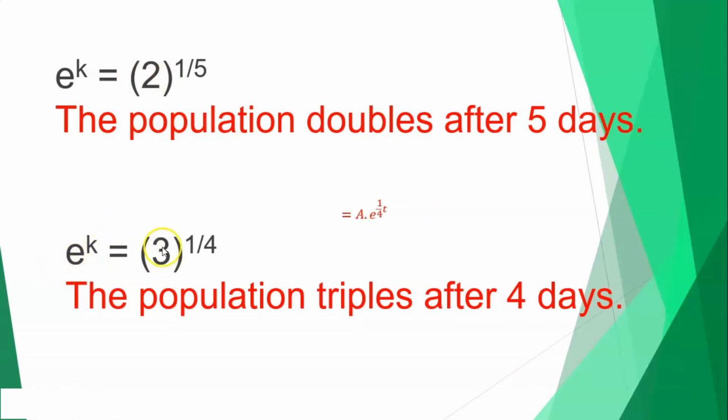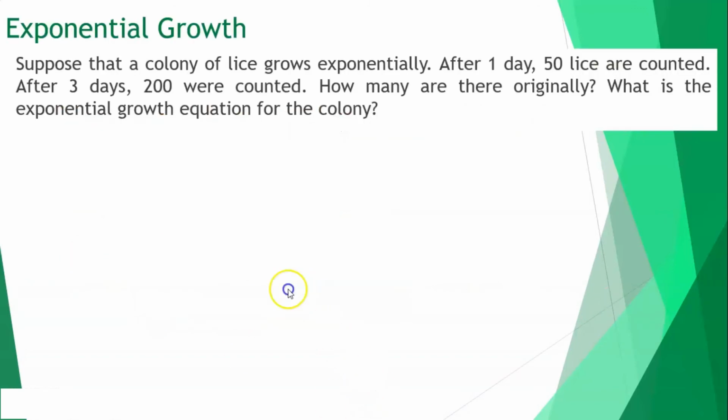e to the power of k is equal to 3 to the power of 1/4, it means the population triples after 4 days. So, let's have an example. Suppose that a colony of lice grows exponentially. After day 1, 50 lice are counted. After 3 days, 200 were counted. How many were there originally? And what is the exponential growth equation for the colony?